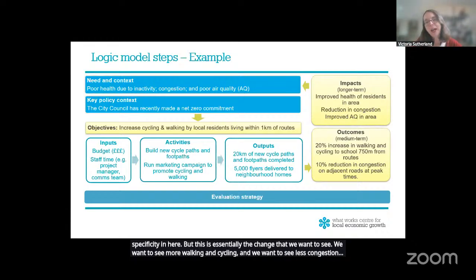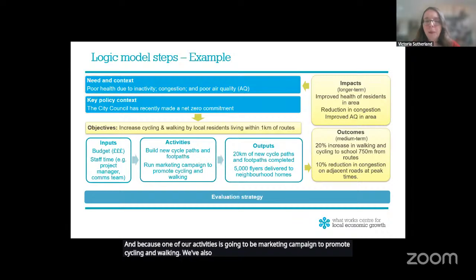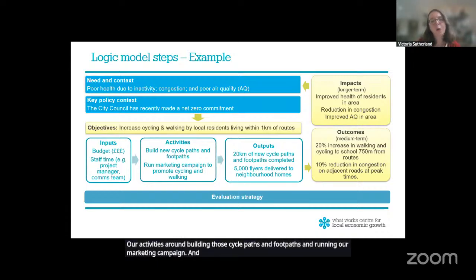Working backwards, our outputs are cycle paths and footpaths that are completed. And because one of our activities is a marketing campaign to promote cycling and walking, we've also got an output there about flyers into homes. So in our final two boxes, our activities are around building those cycle paths and footpaths and running our marketing campaign. And then we've also got inputs in terms of budget and staff time.